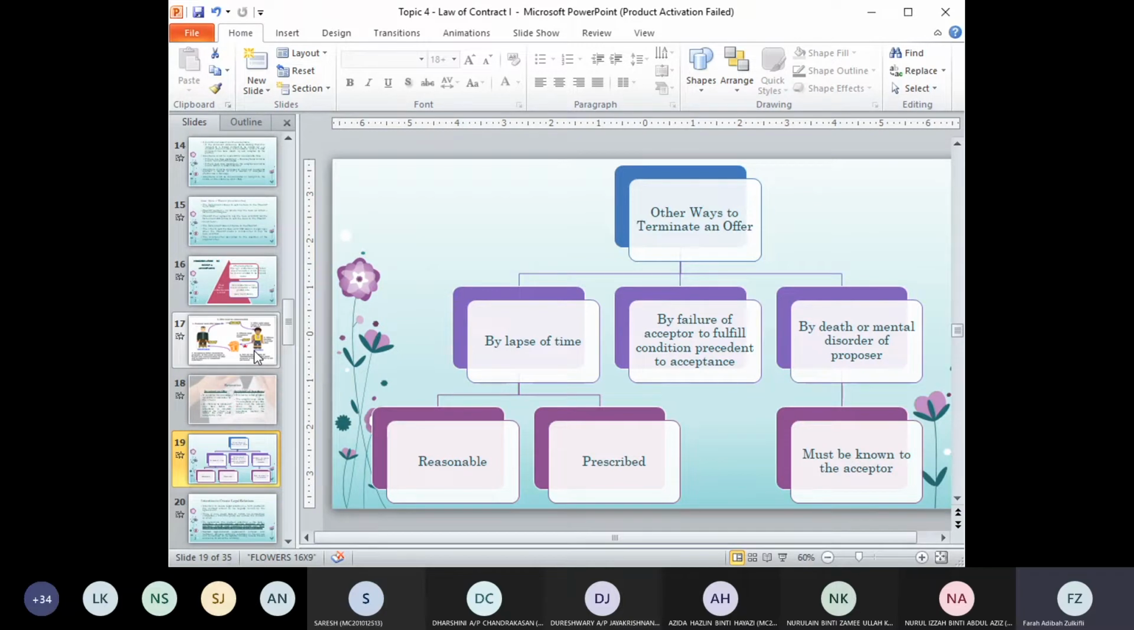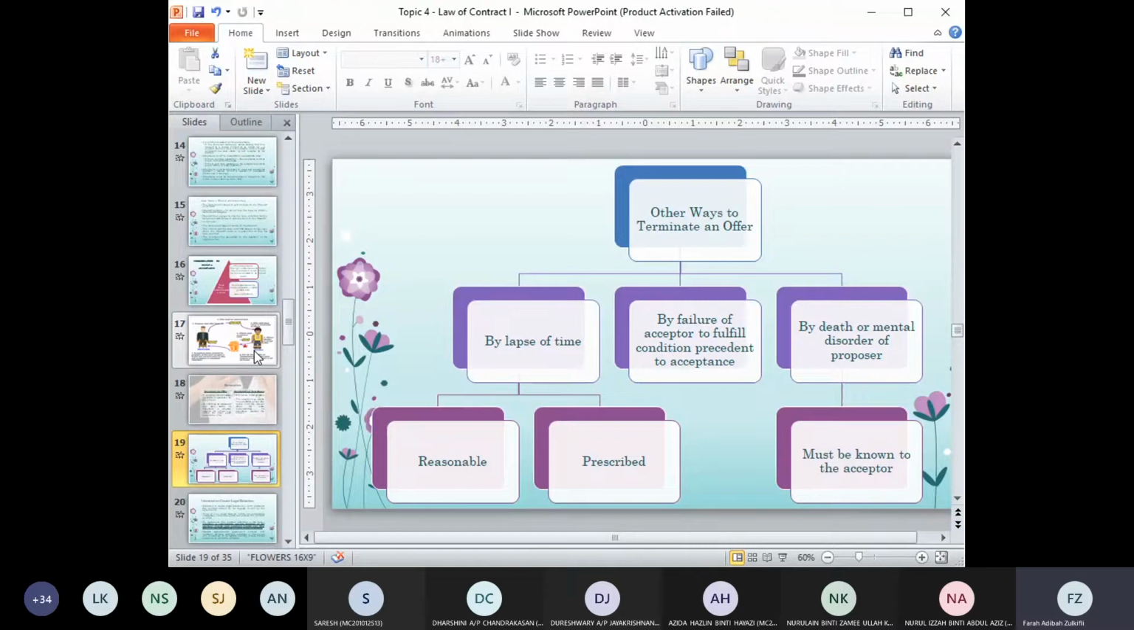And then the other way is by death or mental disorder of the proposer. If the person who made the offer died, or became mentally unsound, have some kind of mental illness, and the death or the mental illness of the proposer is known to the acceptor, that is when an offer is terminated. For example, someone offered to sell you a house, you have not received the offer yet, but the seller dies. So once the seller dies, the offer is terminated.